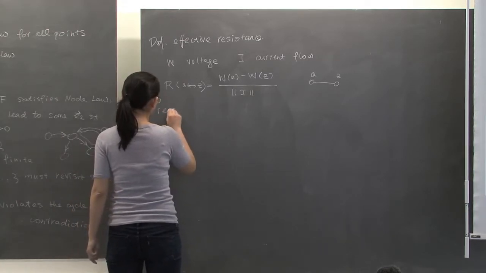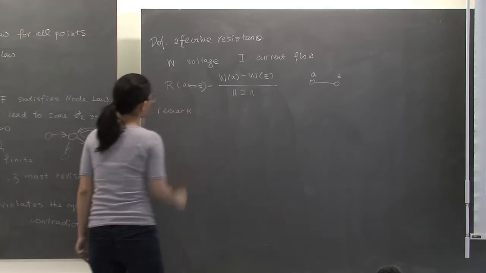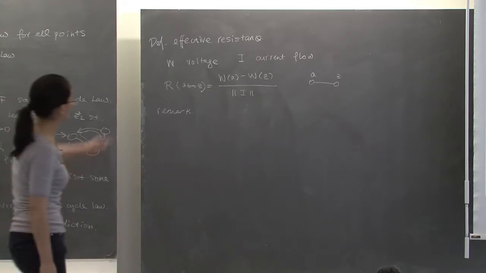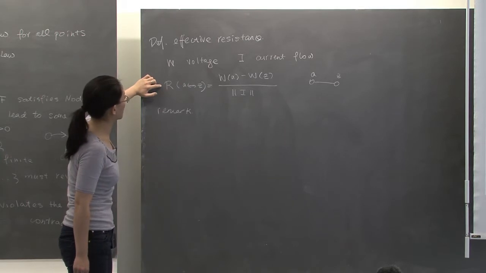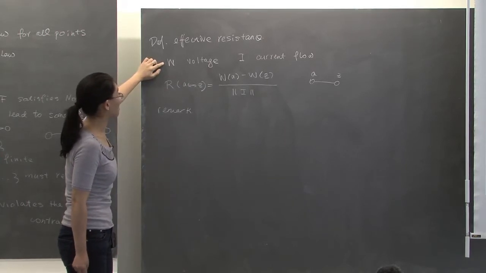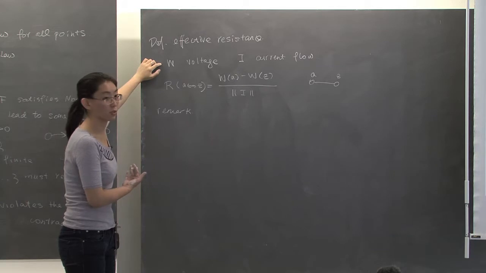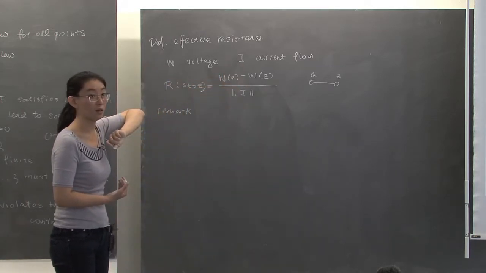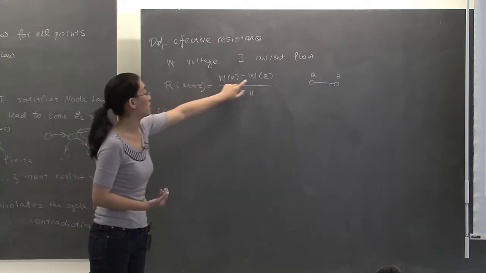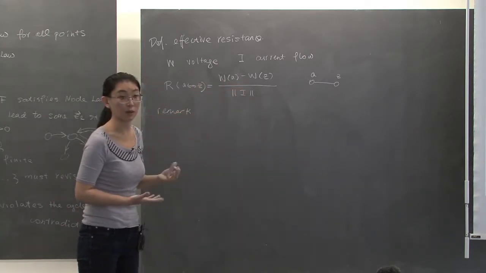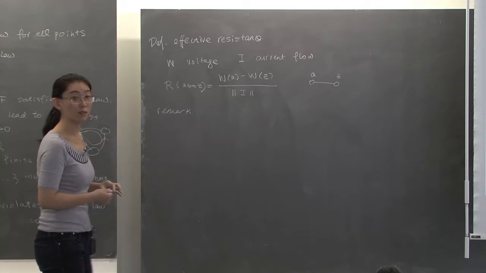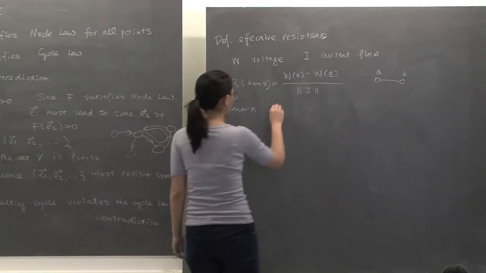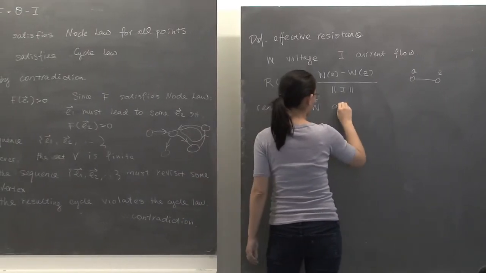The second remark is that this effective resistance is well defined. What does this mean? When we define this effective resistance, there are infinitely many choices of the voltage W. And of course, each one has a corresponding current flow. So if we change to another voltage, why is this ratio the same as this one? So we need to show that this definition is well defined. So suppose W tilde is another voltage.